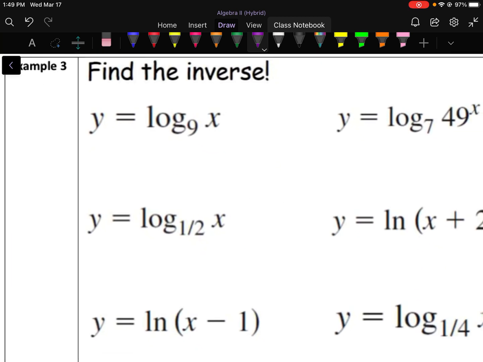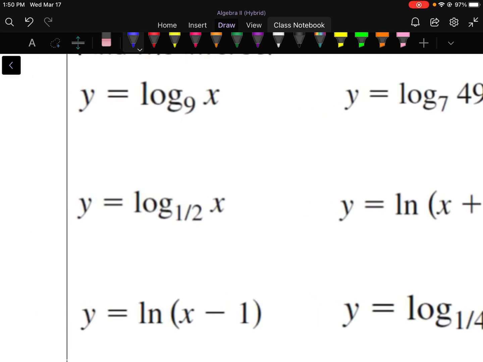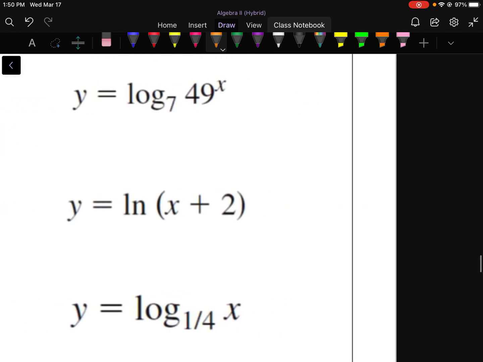So, a couple more here. I'm not going to do all of these, but I'll just go down the left side. There are some good ones here. I'll do a couple. First thing, switch x and y. So x equals log base 9 of y, and then rewrite it as an exponent. Hopefully by now we're becoming almost experts at converting logs to exponents and vice versa. So you take your base, 9 to the x power equals y. y is by itself. There's your inverse.